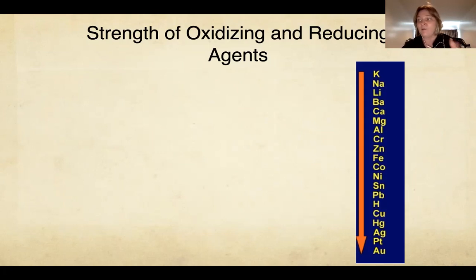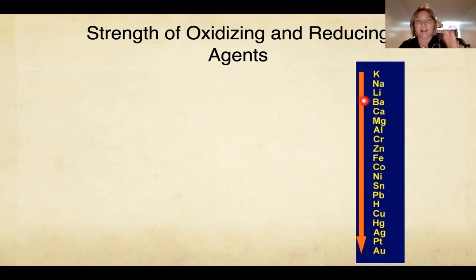So if you just think about the metals at the top, let me get my little laser pointer. All of these metals at the top are active metals. So they're going to be very eager to get rid of electrons to have a stable electron configuration. When you get rid of electrons, that means you are being oxidized. So these guys up here are very good reducing agents.